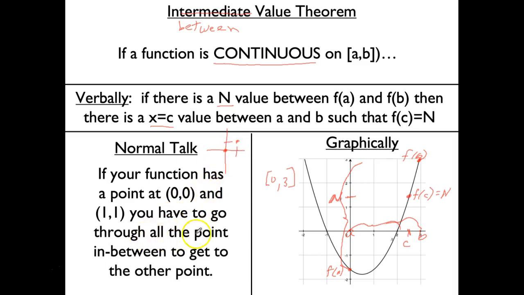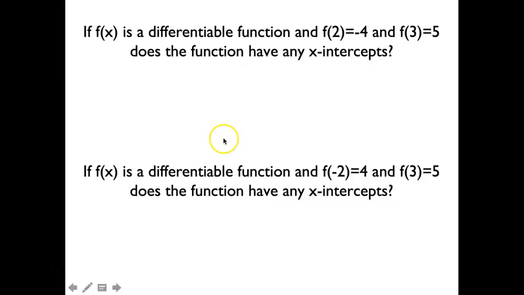And you have to go through all the points in between to get to the other point. So I have to go through everything between 0 and 1 on the y values and everything between 0 and 1 on the x values in order to get to this other point. There's no other way of doing it. I can make it go down, I can go through other x and y values, but I have to go through the 0 to 1 x's and the 0 to 1 y's in order to get to this point. Let's see how they might test it, okay?